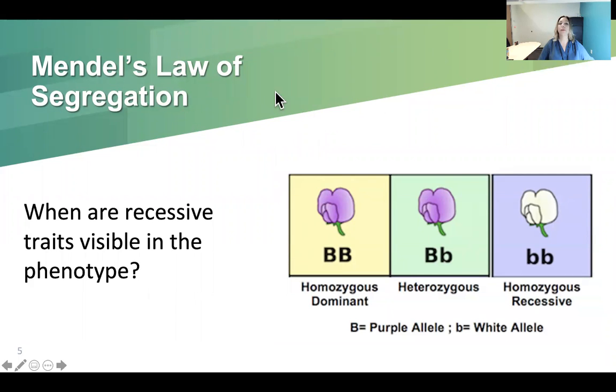Trouble moving that toolbar. There we go. Okay. When you are looking at an individual organism, it will have at least 2 alleles per gene. An individual that is homozygous for a gene means that that individual has 2 of the same alleles. That individual would be big B, big B, or little b, little b for the flower color gene.